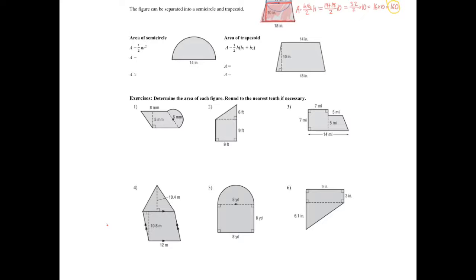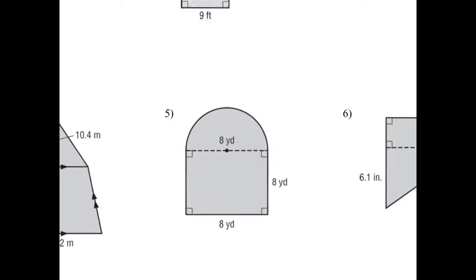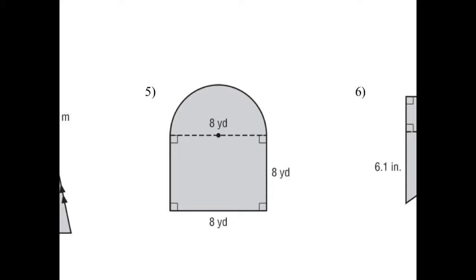There's one in particular that I do want to talk about, number 5, because this frequently shows up on STAR tests. So what we're going to do is we're going to find the area of the different parts. We're going to work with the square first, because it's an 8 by 8 square. And then we're going to work with the semicircle.